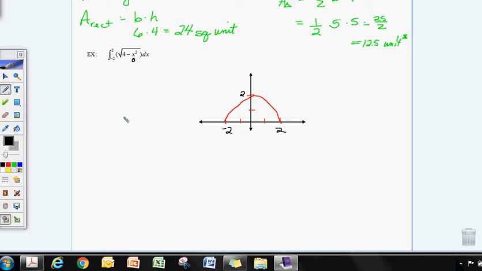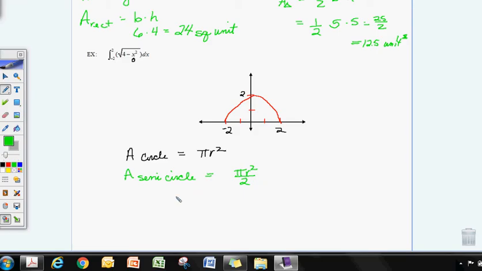Okay, so area of a circle is pi r squared. This is not a circle. This is an area of a semicircle. So the area of a semicircle means that I'm going to take pi r squared, but take half of it.